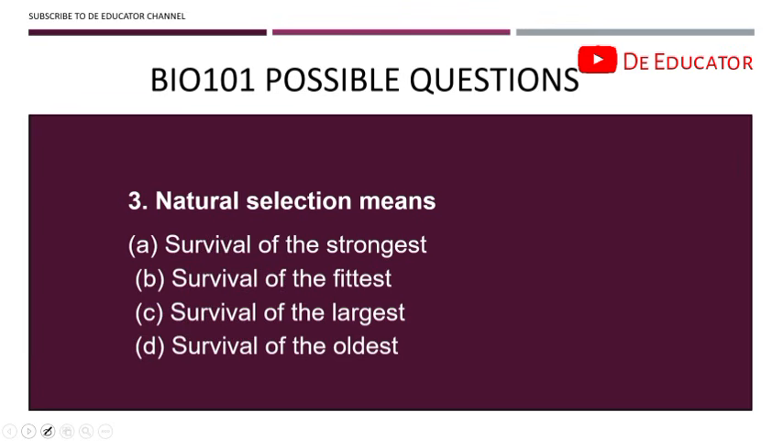Question 3. Natural selection means survival of the fittest. That is what natural selection means. So survival of the fittest is natural selection. So what happens is that nature naturally selects those organisms that can strive, those organisms that can survive, and allows them to live, while those that cannot strive and survive, they die. And so the next generation will be strong also, because the people that are existing are strong. So that is just what it means.